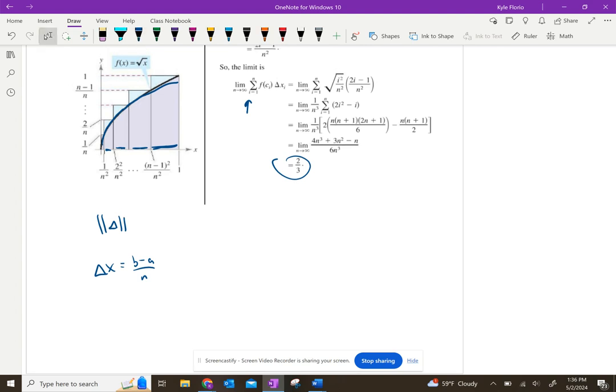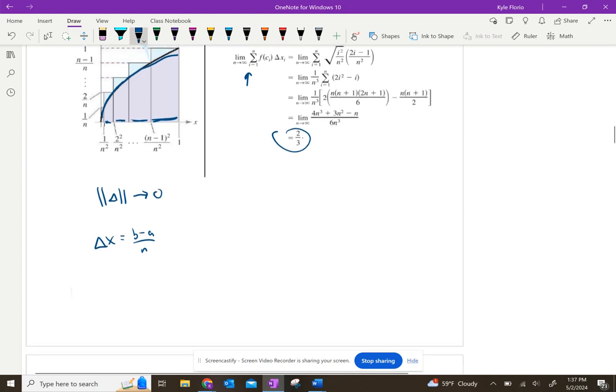And instead of thinking of this as the number of rectangles going to infinity, another way to think of it is as the widths of these rectangles getting smaller and smaller and smaller. So instead of n going to infinity, you can also think of it as the width, or the norm, going to 0.